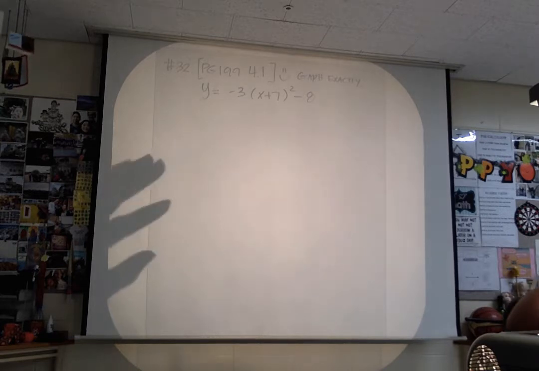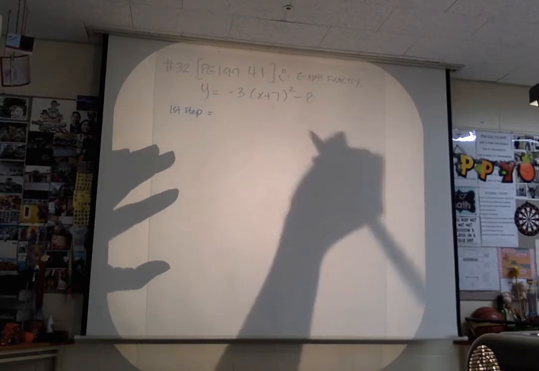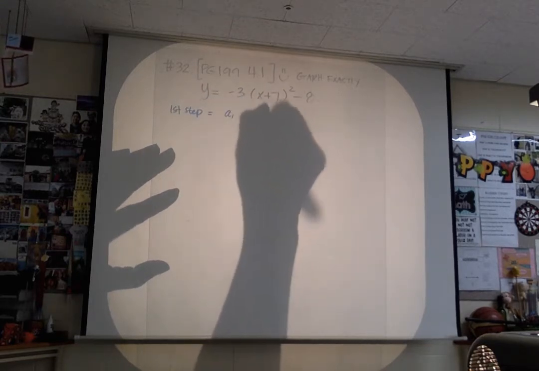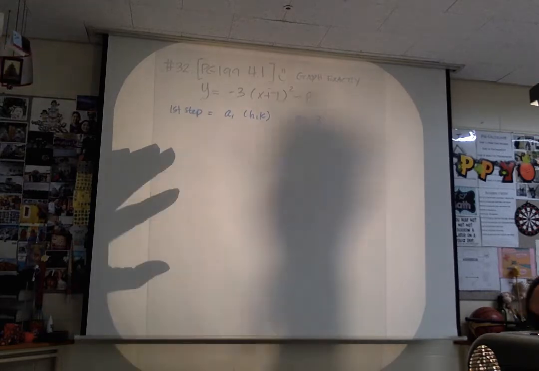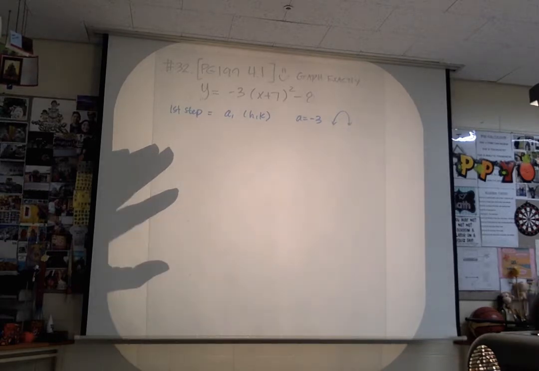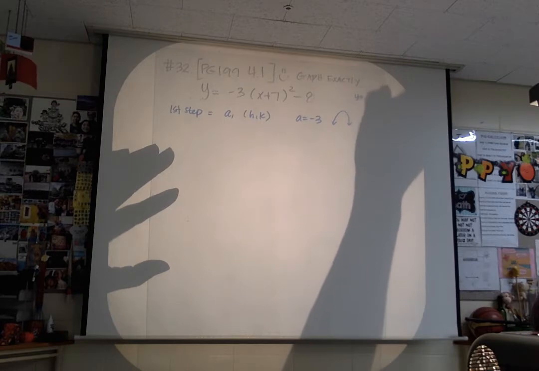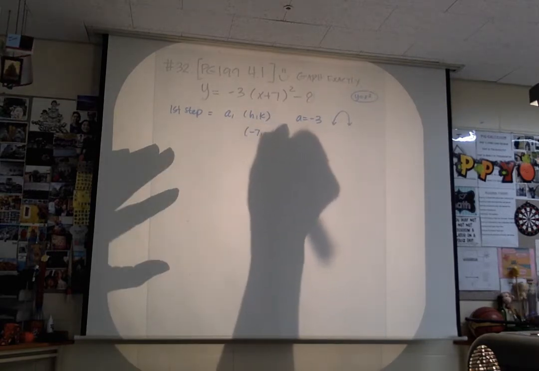So you guys, we have number 32 here on page 199, section 4.1, and we're going to graph this quadratic, okay? And no matter what you do, your first step should always be identifying your a and your h, k, okay? So in this case, your a is -3, which allows you to believe that your graph is going to look like this. It's going to be skinnier than your original y equals x squared, okay? Always compared to the parent, okay? And your h, k is going to be -7, -8.